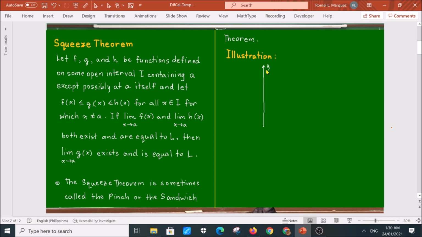Y-axis, x-axis. Let's say x equals a is here, contained in the interval I, and let's say along the y-axis we have L here. At x equals a, the functions f, g, and h are not necessarily defined.